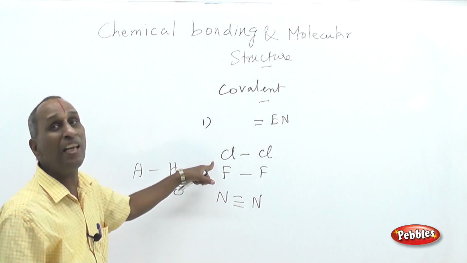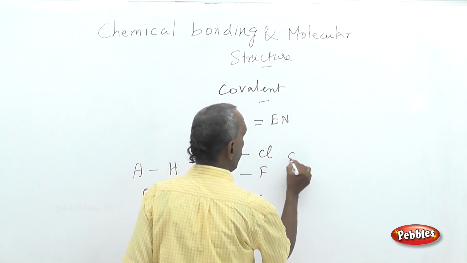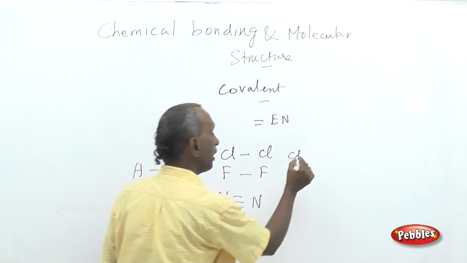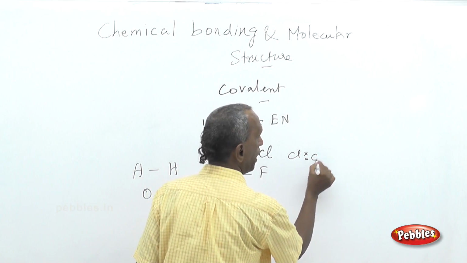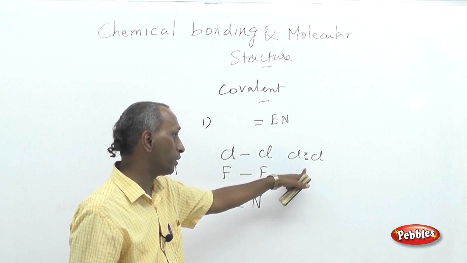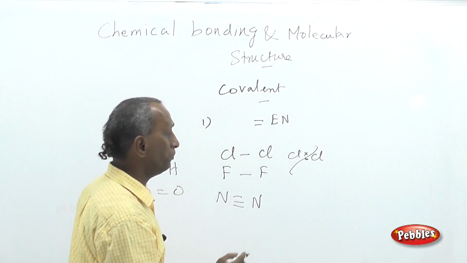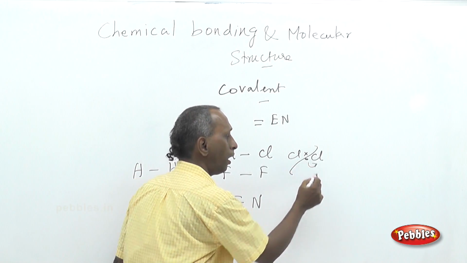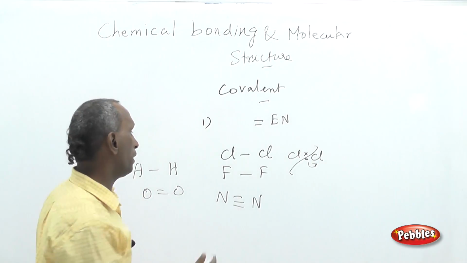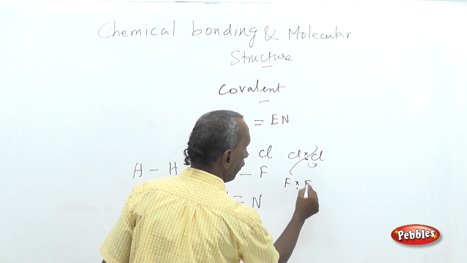Same means they are equally powerful. What is meant by equal? If we draw a line, this line denotes a pair of electrons, one electron coming from each atom. So this line can be replaced in this fashion, by one cross and one dot. Cross refers to one chlorine atom, and dot refers to the other chlorine atom. Here also, two fluorine atoms, each of them equally powerful.